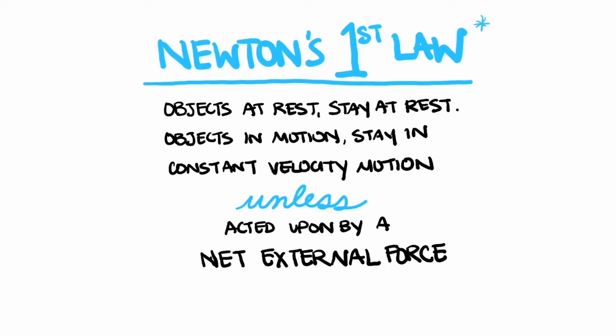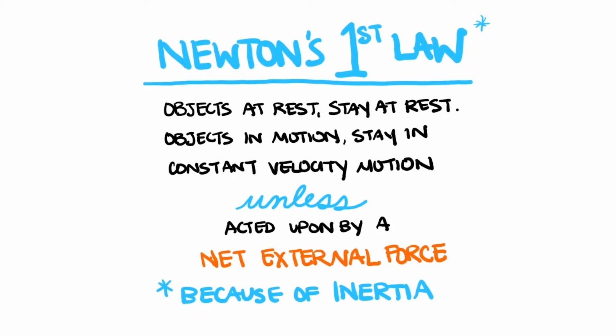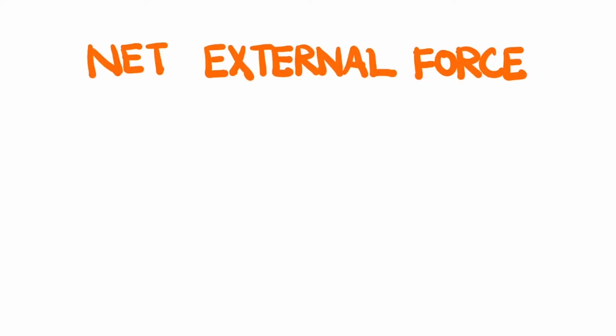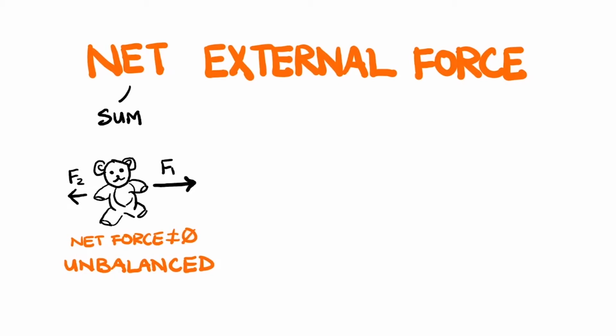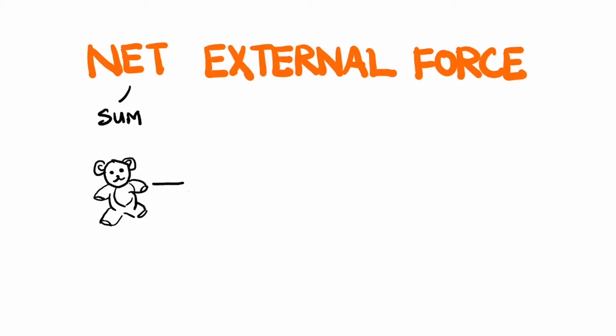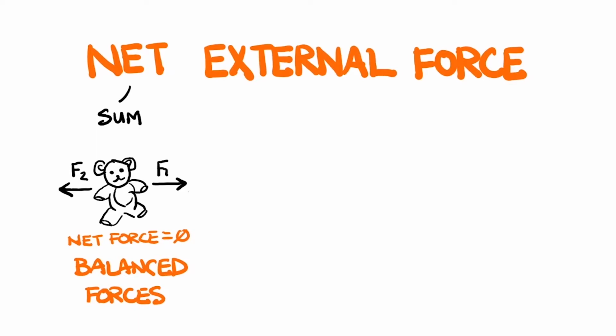Okay, so inertia explains why Newton's first law happens. But what is meant by the term net external force? Net refers to a sum. So if two people are pushing on a teddy bear, the bear would only accelerate if the total force does not add up to 0. We would describe these forces as unbalanced. Don't forget, forces are vector quantities. So if these two people push and pull with the same magnitude of force in opposite directions, the net force would be 0 or balanced, and effectively the bear would not accelerate.